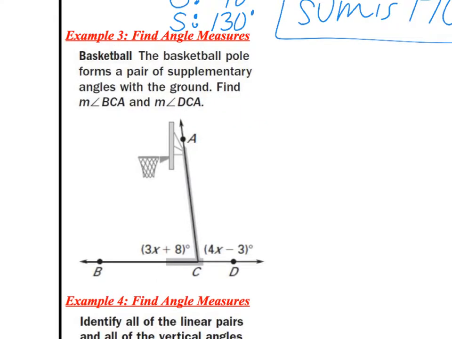The basketball pole forms a pair of supplementary angles with the ground. Find the measure of BCA and the measure of DCA. Okay, look at your two angles, BCA and DCA. Those two angles, please tell your partner what kind of angle pair is that. Be as specific as you can. Katie, what do you think?